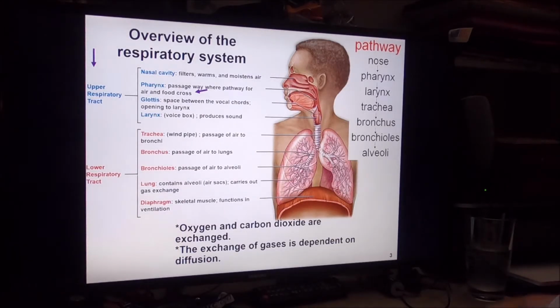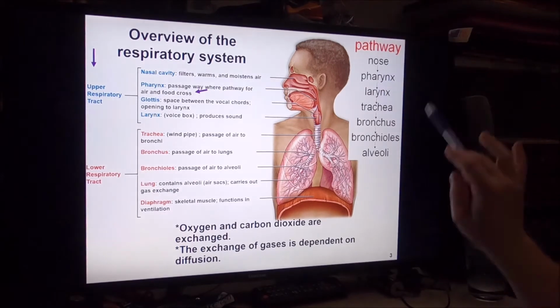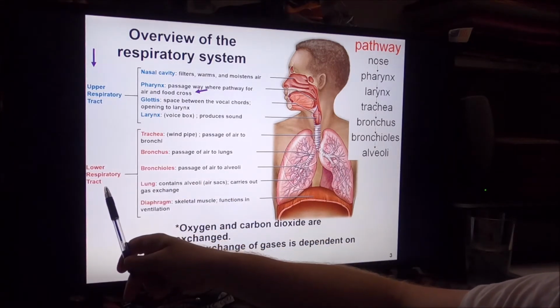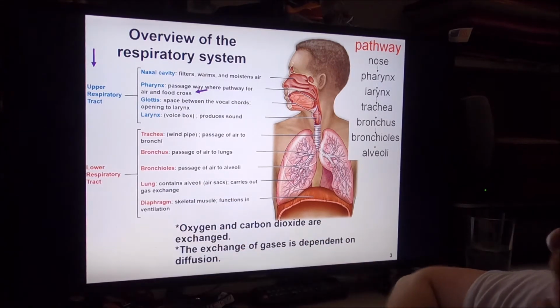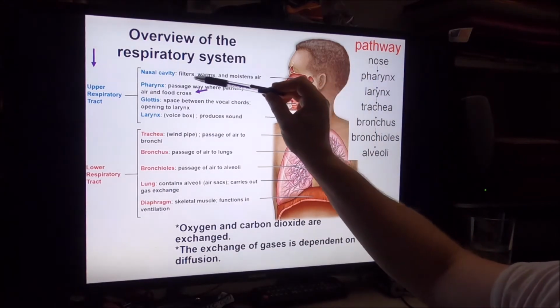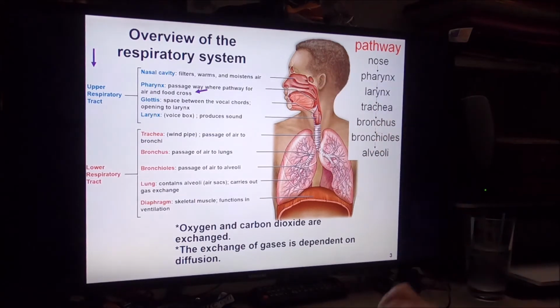Overview of the respiratory system. So here is a good run through of how everything looks and how everything works. We will divide things up into the upper respiratory tract and the lower respiratory tract. So your upper respiratory tract is going to comprise your nasal cavity, right up here. It's going to be very important for filtering air, warming it up, adding moisture.